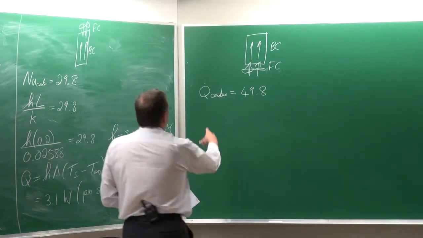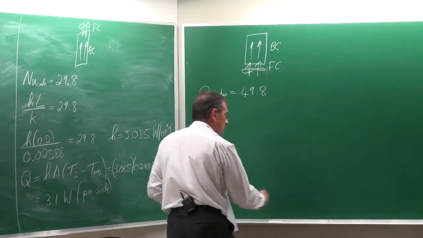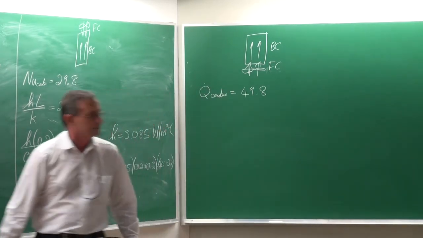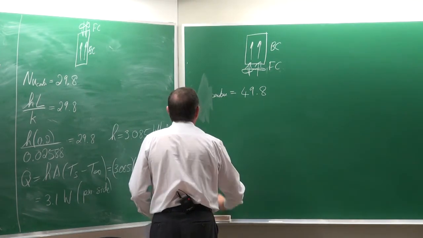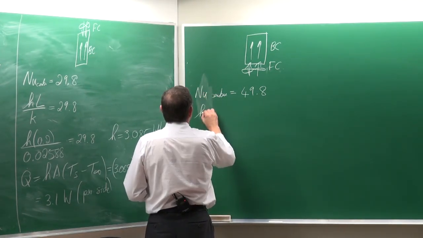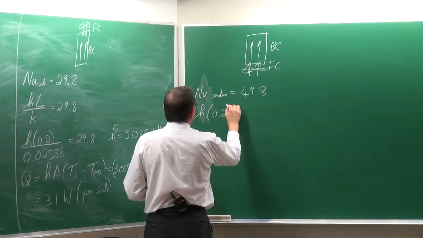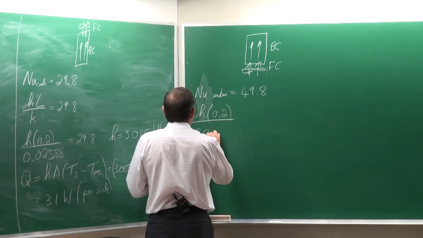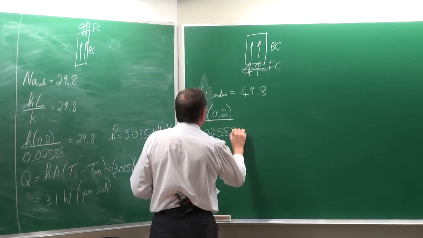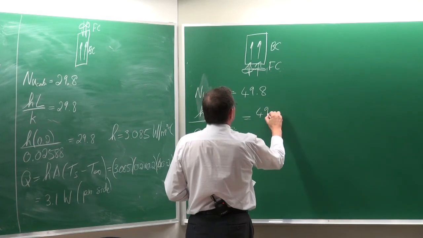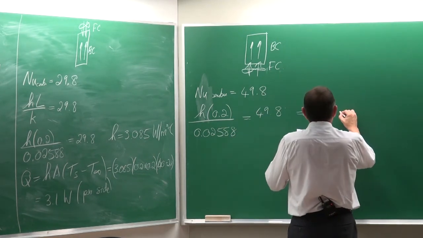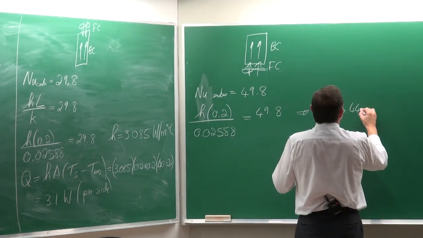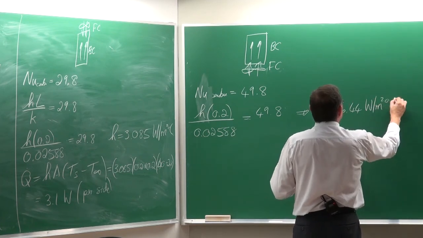Okay. What do I write? It's not the Nusselt number, it's the combined Nusselt number. The Nusselt number is equal to the heat transfer coefficient multiplied by the length divided by the thermal conductivity, 0.02588. That is equal to 49.8, from which we can get that the heat transfer coefficient is now equal to 6.444 watts per square meter degree Celsius.